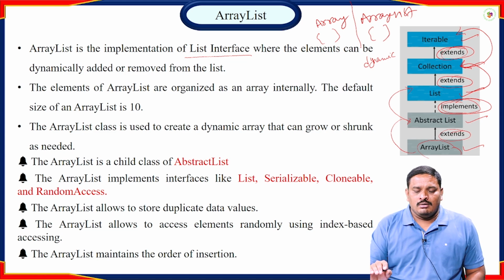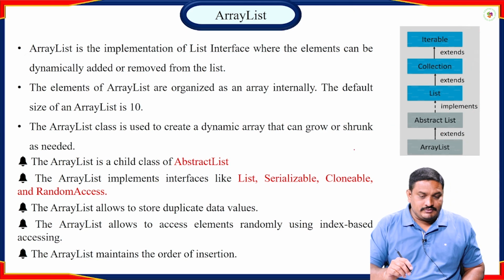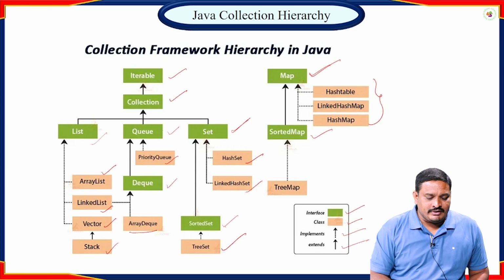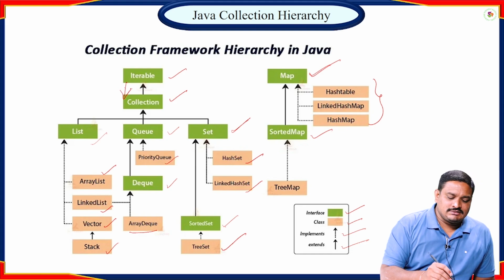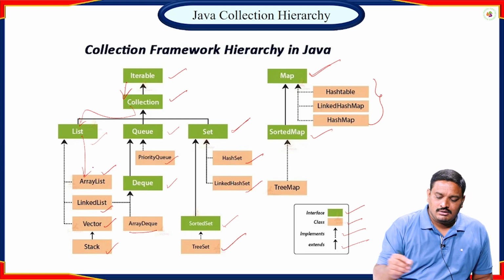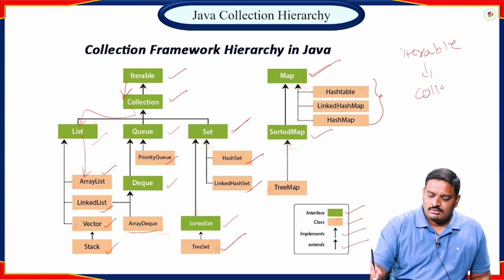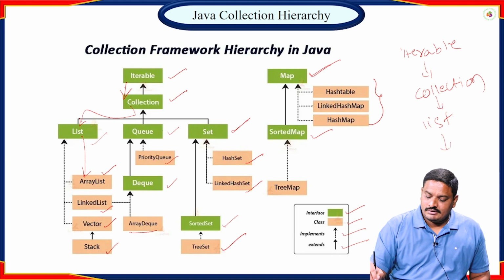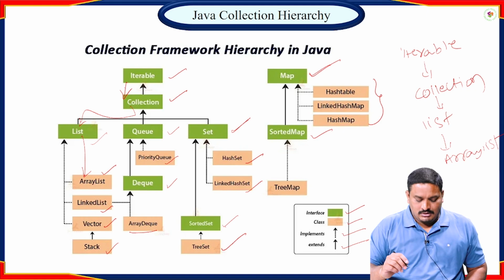Okay. This is the hierarchy of the ArrayList. In the first slide, in that hierarchy, the first one is Iterable. In this framework hierarchy, what is the root of the ArrayList? Iterable, Collection, Collection to List, List to ArrayList. This is the root: Iterable, Collection, List, and under the List, ArrayList is there.